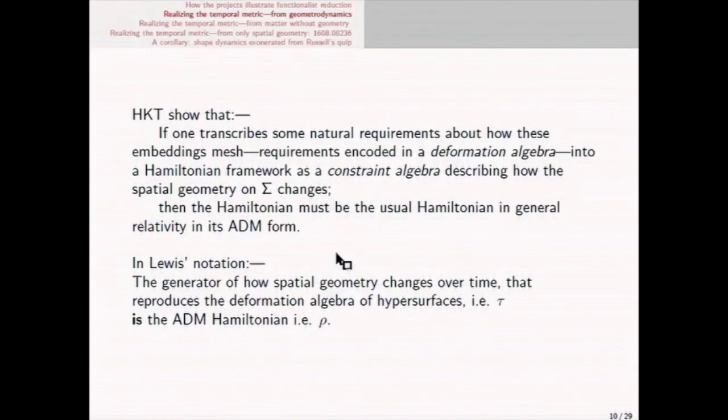So in Lewis's notation, we would say that the generator of how spatial geometry changes over time that reproduces the deformation algebra of hypersurfaces, yet tau, is the ADM Hamiltonian, that is rho. Sorry, any questions? Because I'm going to skip the details. We can talk about it later, or I can answer specific questions later. But if anyone has a question or doesn't understand something now, you can definitely stop me and ask.